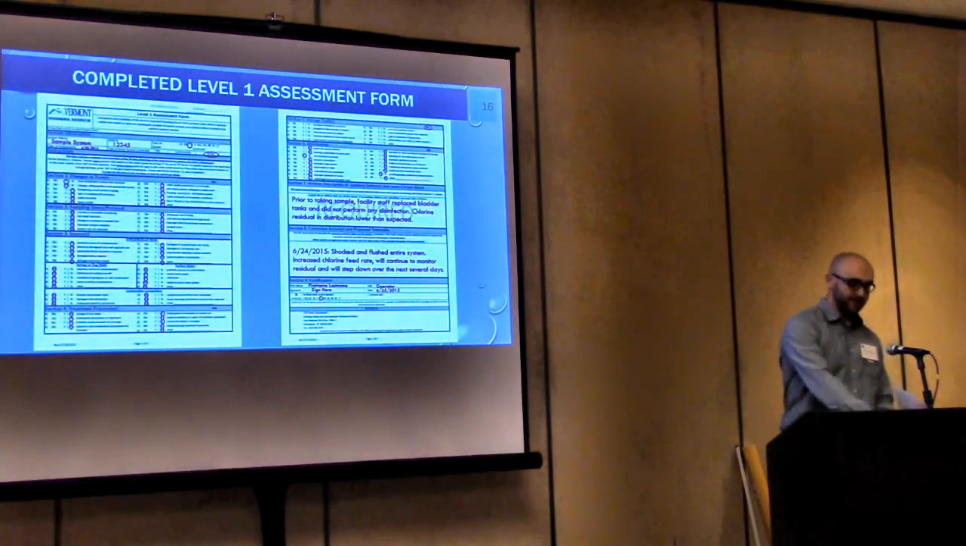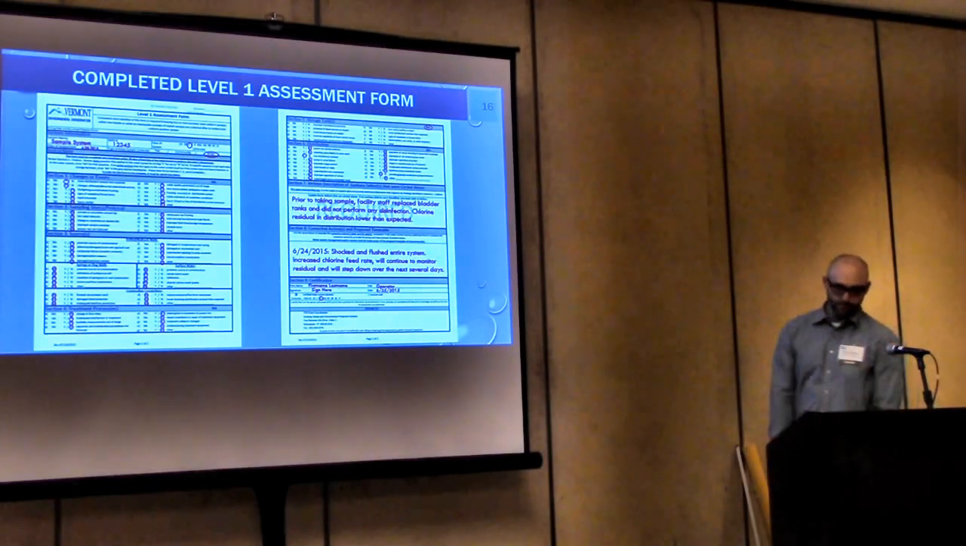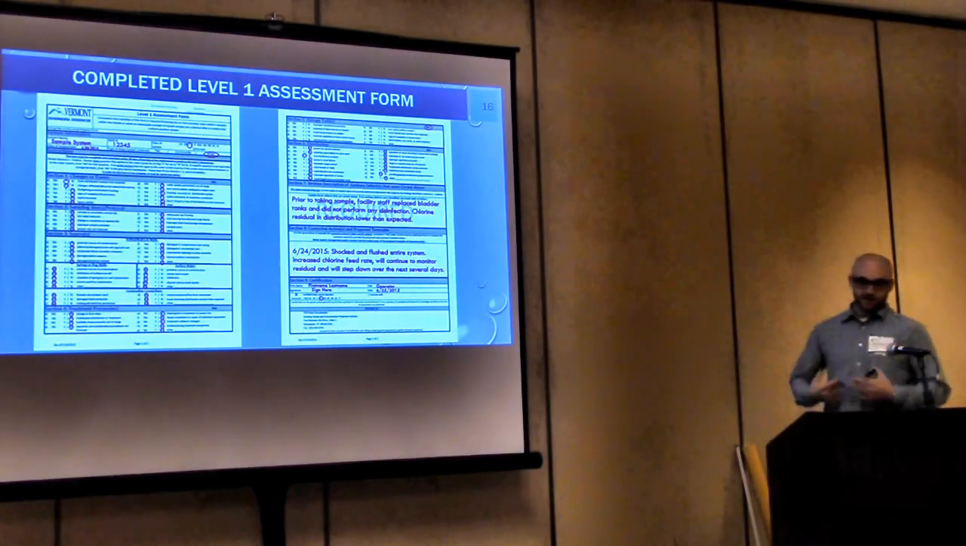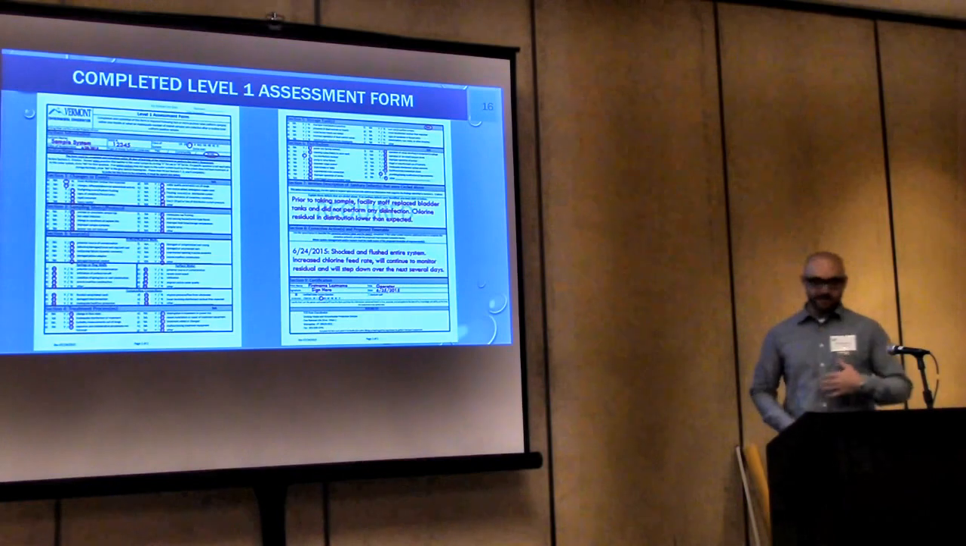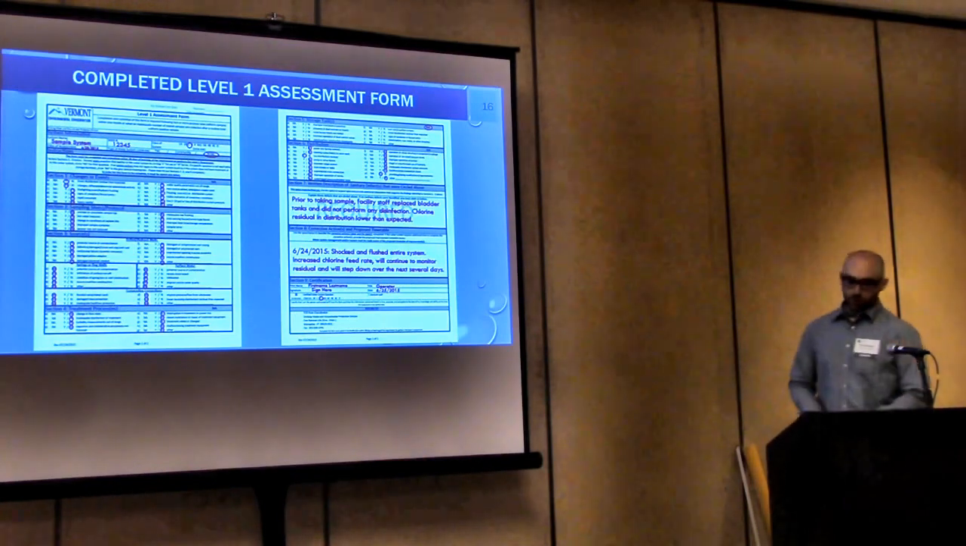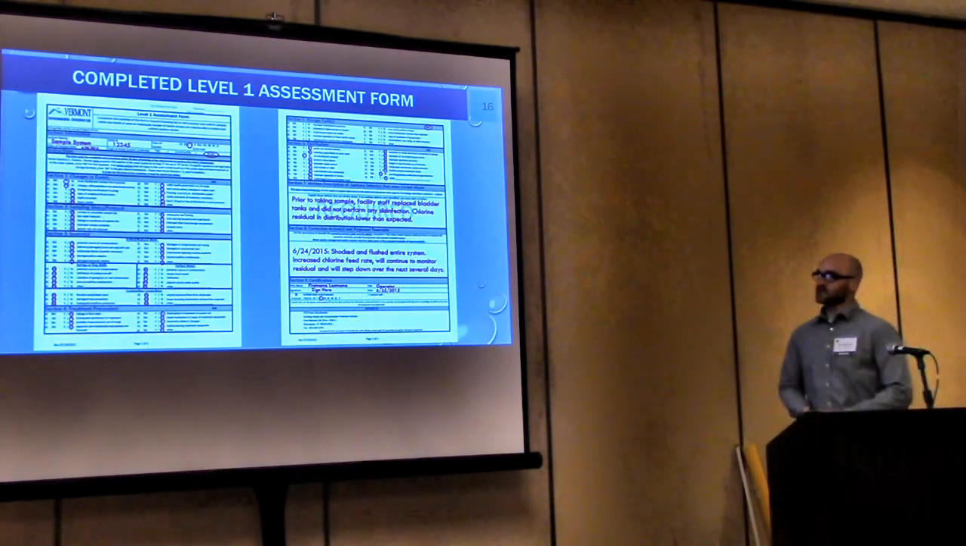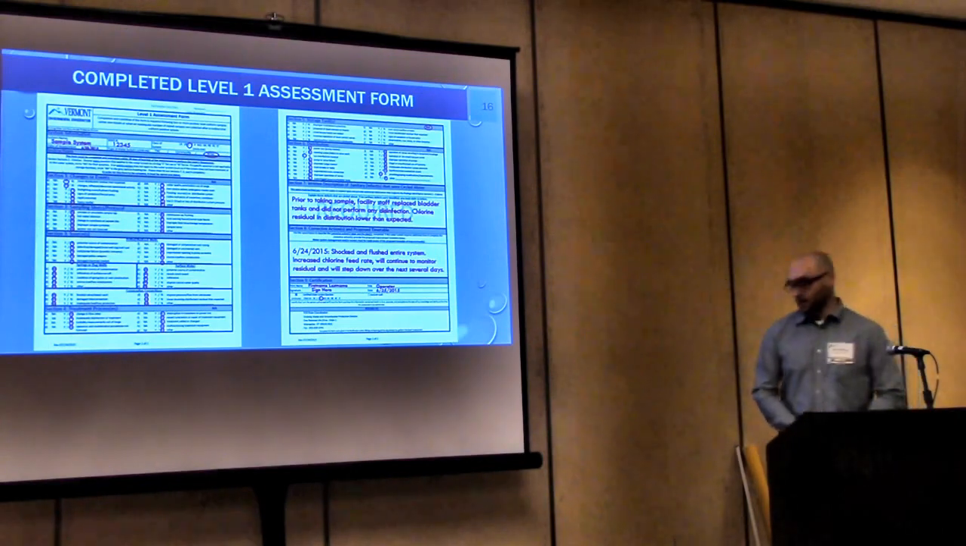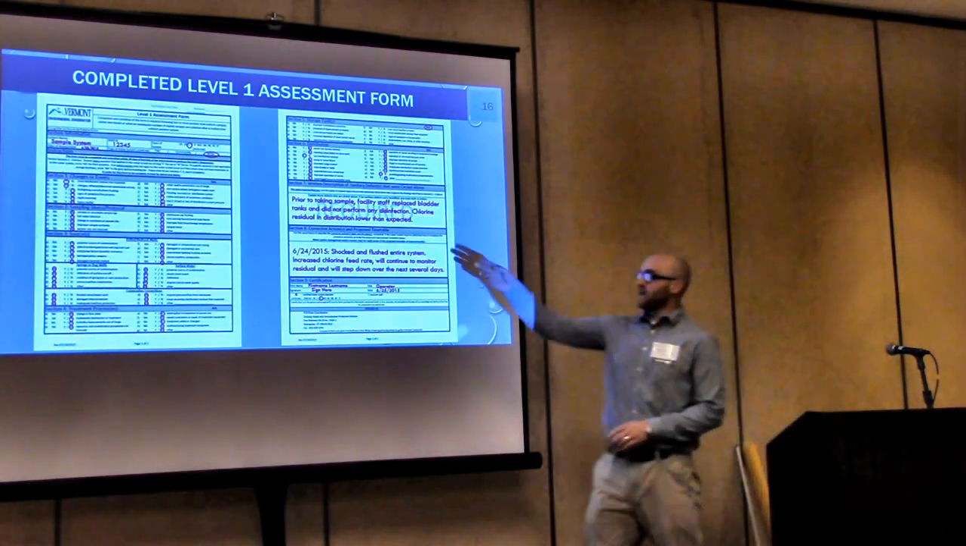So this is just a little taste of the level 1 form. Level 1 is just really checking for unusual events, changes in maintenance, conditions of the source water, existing water quality, inadequacies in the sampling site, and then system integrity. So it starts with changes or events.